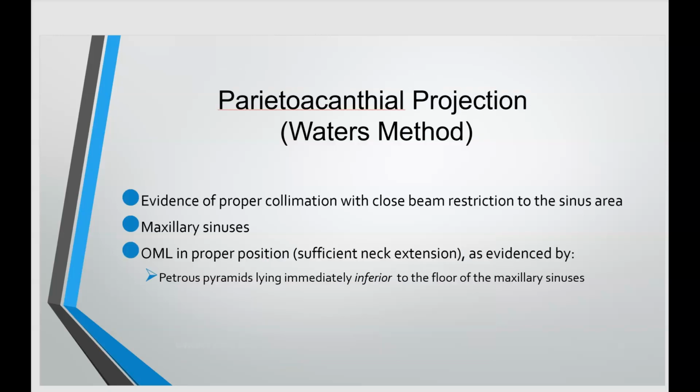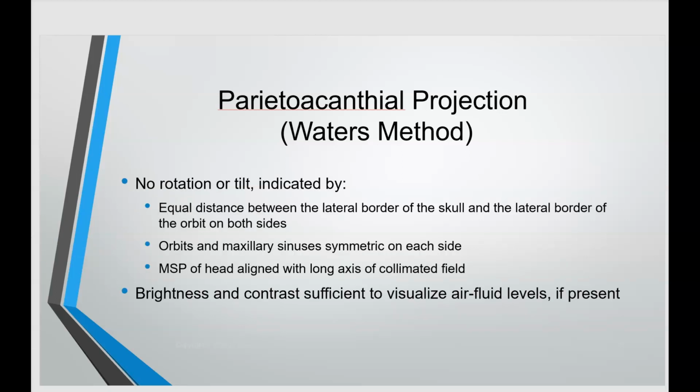Okay, Waters. We're going to make sure it's collimated well. It's shown for the maxillary sinuses, so we have to make sure that those petrous ridges are below the floor of the maxillaries. That OML needs to be in proper position, so that's 37 degrees. We're going to make sure that there's no rotation or tilt just by looking at those lateral borders on both sides. Your orbits and your maxillary sinuses should be symmetrical. The MSP should be aligned with the long axis of your field. And you have good technical factors for black and white contrast.